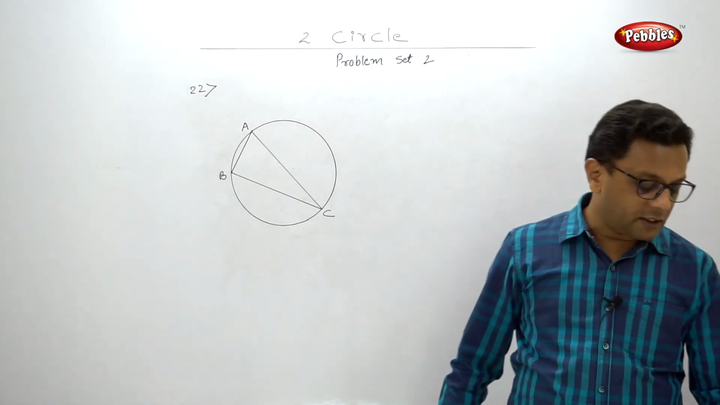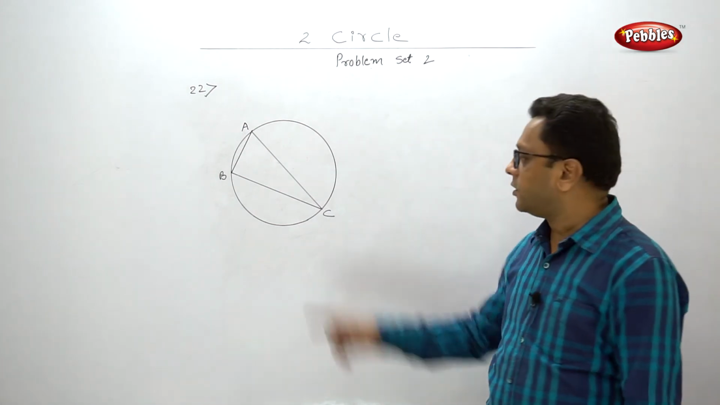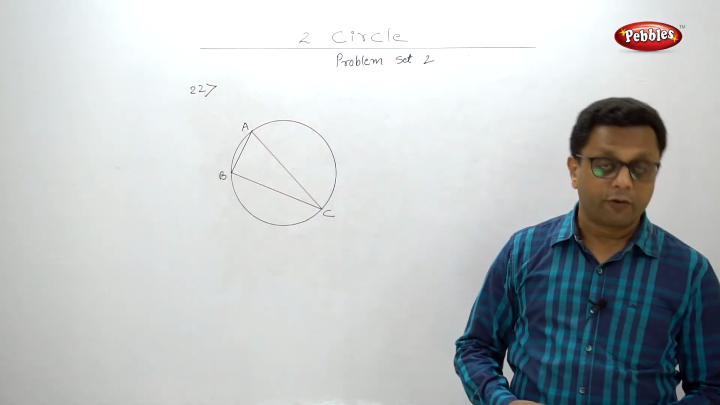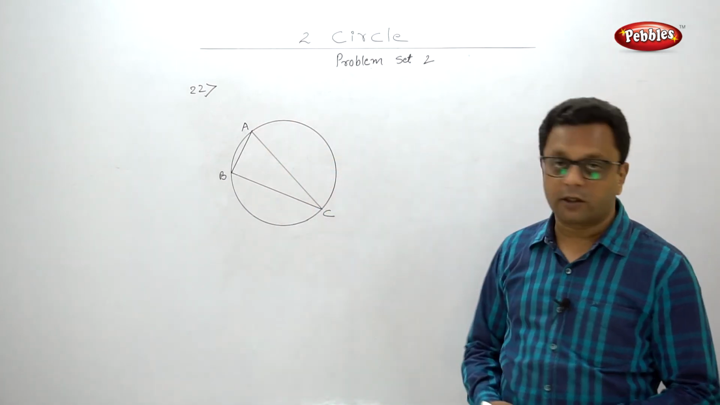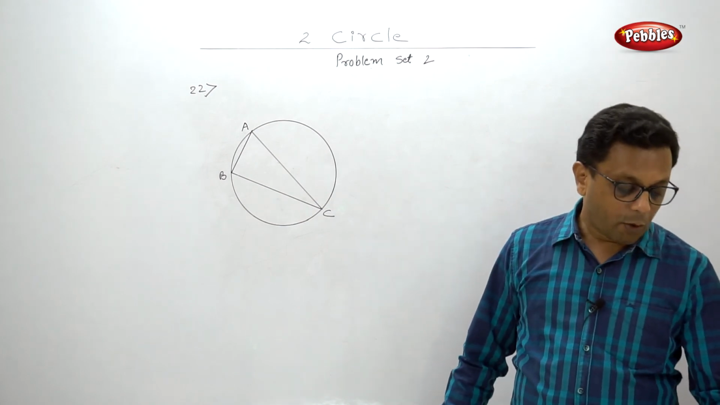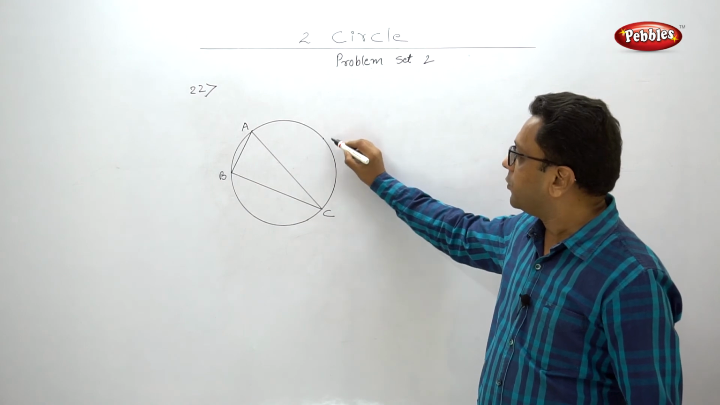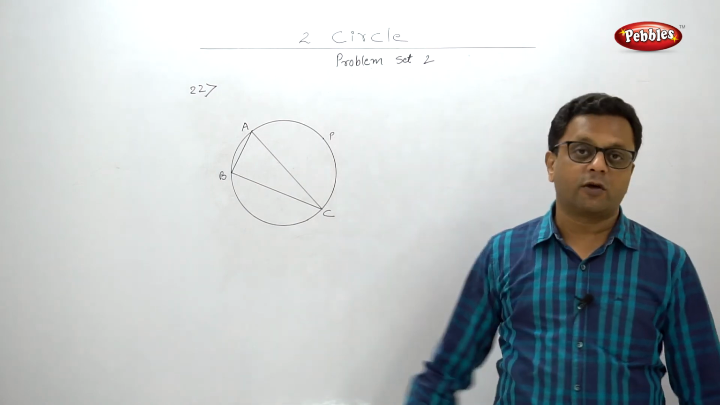Triangle ABC is inscribed in a circle. This triangle is inscribed in this circle. We don't have the center point of the circle. Point P lies on the circumference. Now here is the point P which lies on the circumference of this circle.